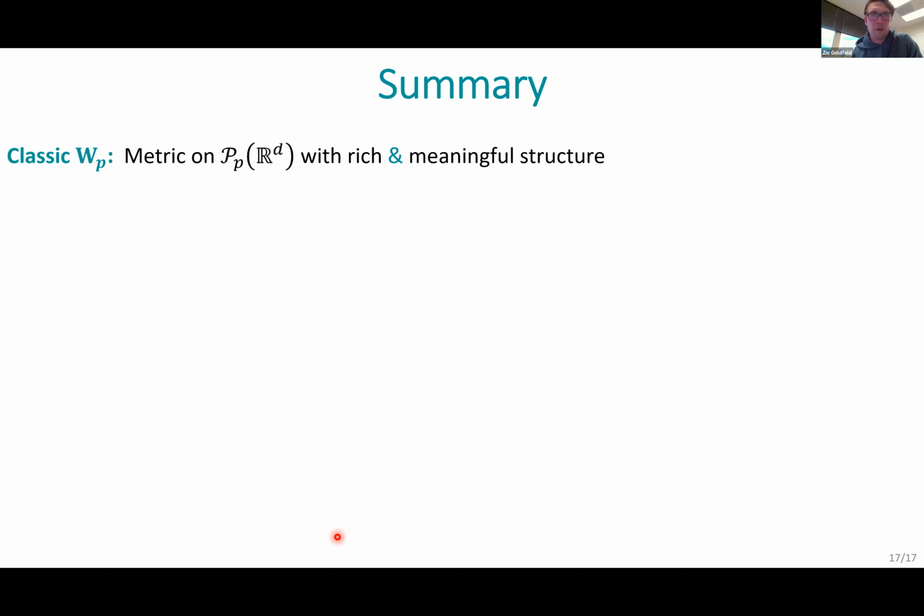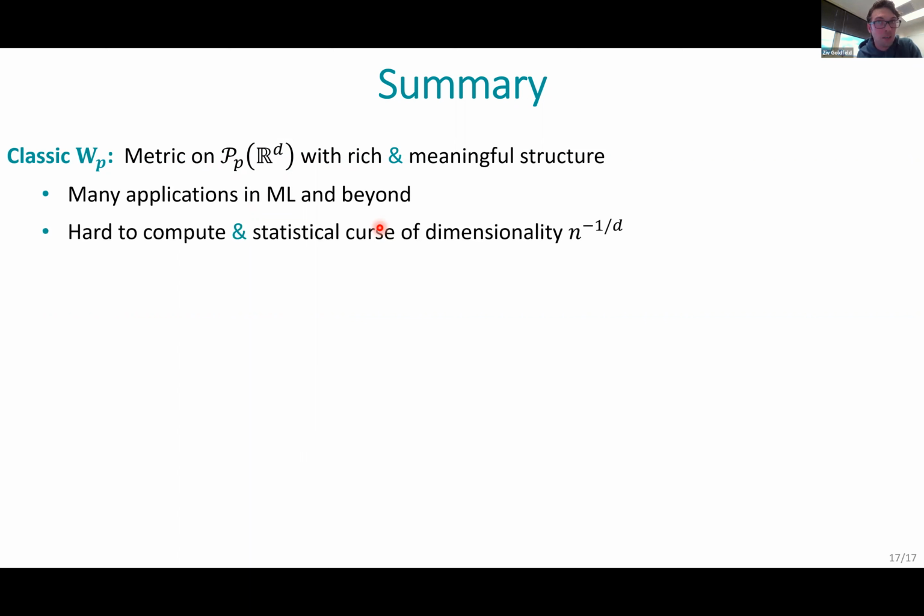So let me start from this classic Wp. Like we said, it defines this beautiful and rich metric on the space of probability distributions. And while these distances are very popular in practice and have enjoyed some excellent empirical success, they do suffer from statistical and computational hardness issues in high dimensional settings, which is a major issue for trying to couple these applications with meaningful and useful theory.